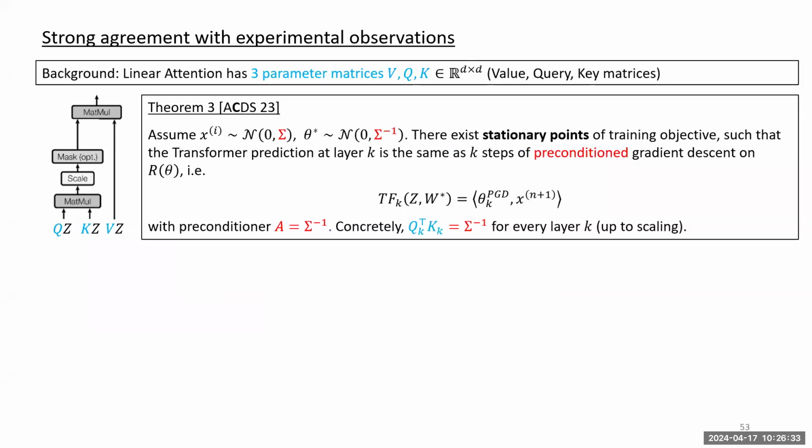In addition to interpreting the transformer's action as stationarity, we can in fact show something even stronger. We give a precise prediction about what the parameters of each attention layer need to be in order to implement preconditioned gradient descent. Quick background: each attention module is parameterized by 3 matrices, value, query, and key. We predict that the product of query and key matrices at each layer must equal sigma inverse, again ignoring statistical errors.